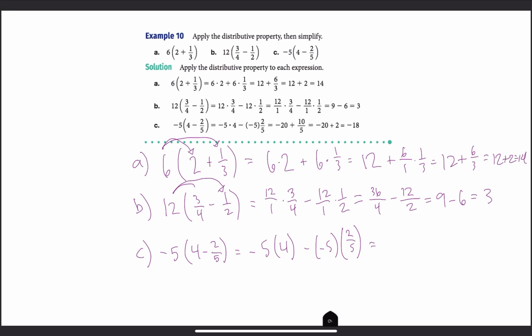So negative 5 times 4 is negative 20. And then a negative times a negative is a positive. So that's going to be plus 5 over 1 times 2 over 5. So that's negative 20 plus 5 times 2 is 10. And 1 times 5 is 5. And 10 over 5 is 2. So this is really negative 20 plus 2. And negative 20 plus 2 is negative 18.